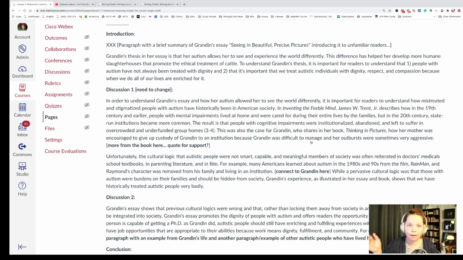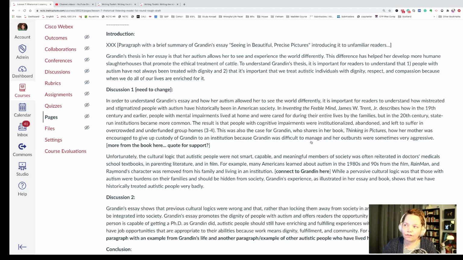So discussion 1, my first main point. Now, I'm not going to put discussion 1 in my paper, so I made a note to change that. In order to understand Grandin's essay and how her autism allowed her to see the world differently, it is important for readers to understand how mistreated and stigmatized people with autism have historically been in American society.